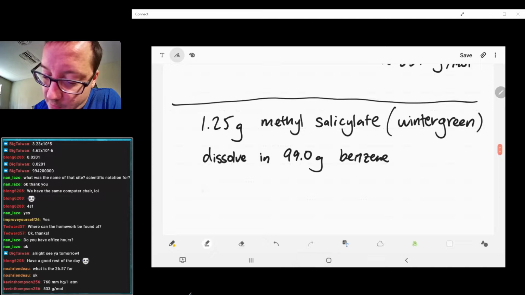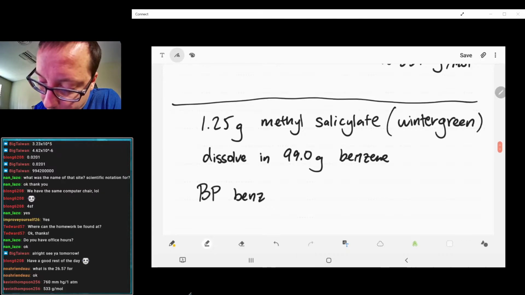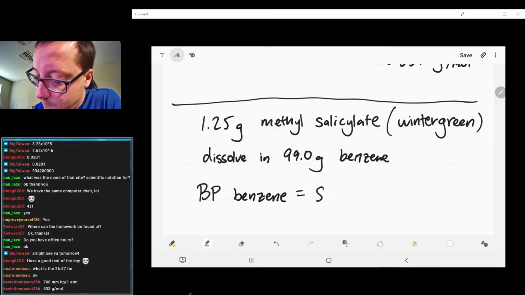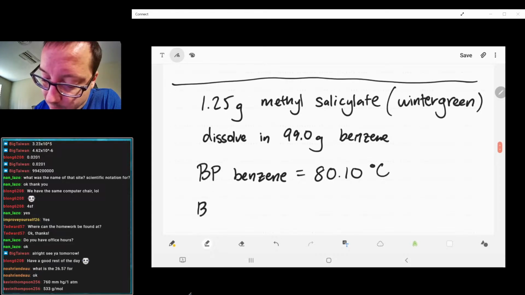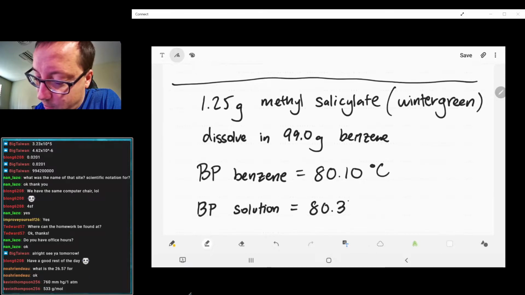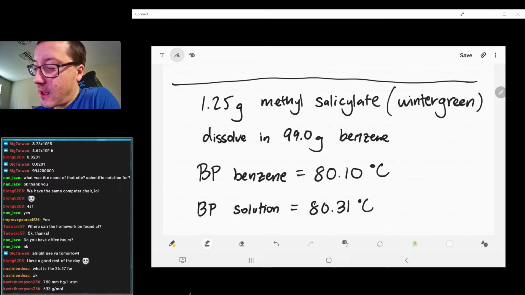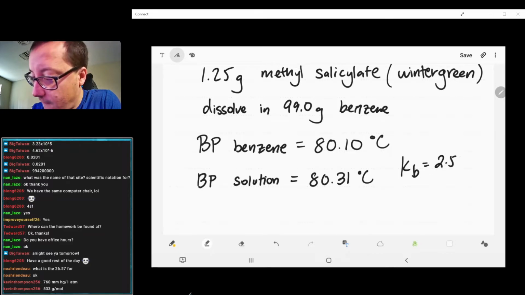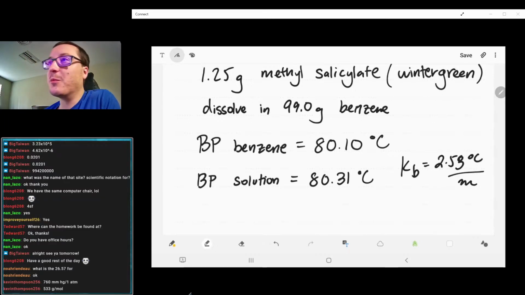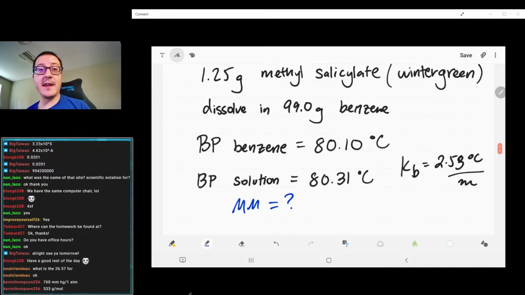If we know the boiling point of benzene is 80.1 degrees Celsius, and we find that the boiling point of the solution is 80.31 degrees Celsius, and we know that the ebullioscopic constant for benzene is 2.53 degrees Celsius per molal, we can figure out the molar mass. We have enough information to figure out what the heck the molar mass is going to be.